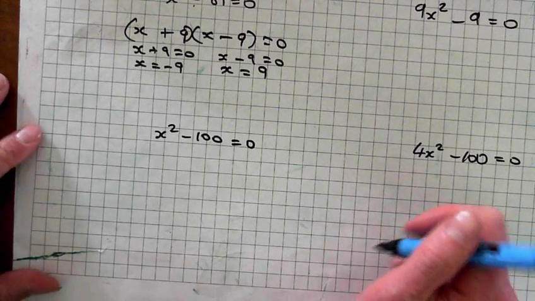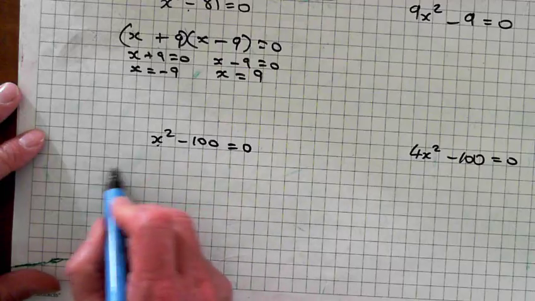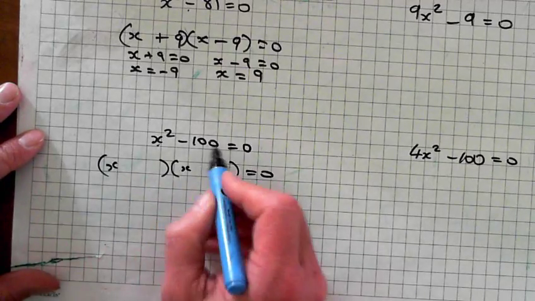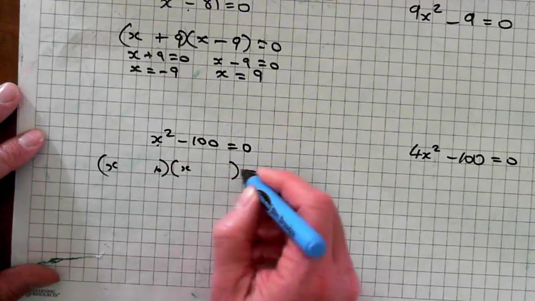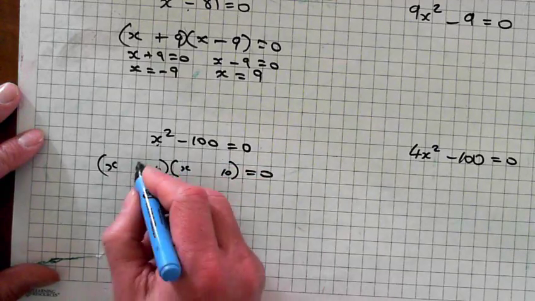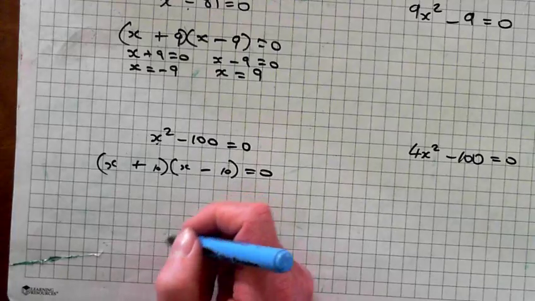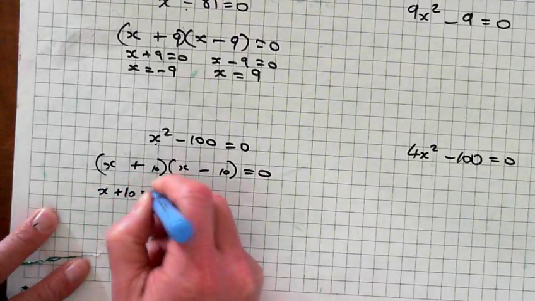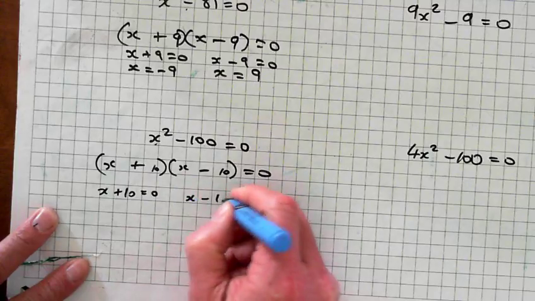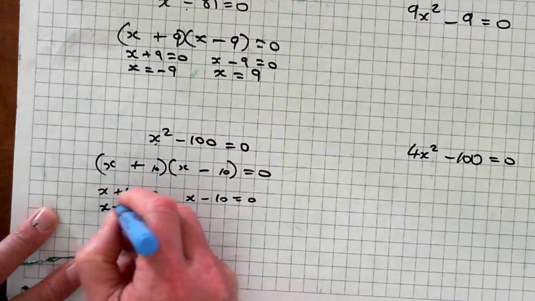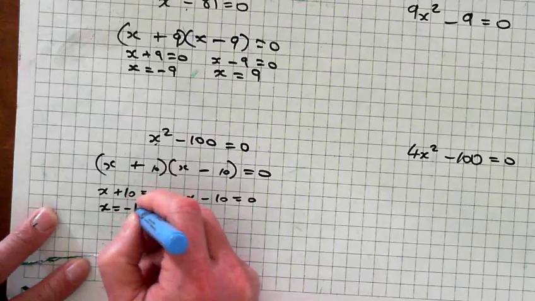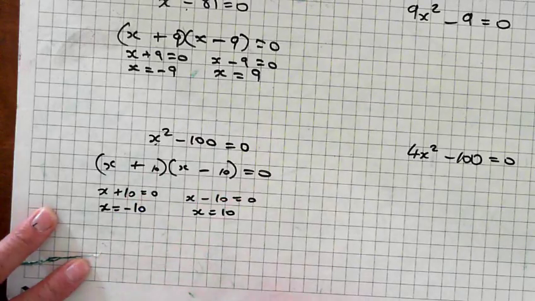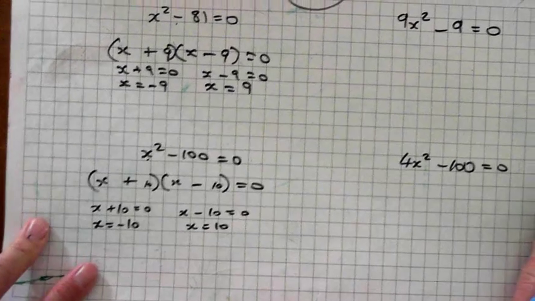Right, the next one is similar. The factors of x squared are x by x. Factors of 100, 10 by 10. To get a minus, we need a plus and a minus. So now we've got x plus 10 is equal to 0. x minus 10 is equal to 0. x is equal to, move the plus 10 across, becomes minus 10. Move the minus 10 across, becomes plus 10. Okay, you're getting the hang of it?